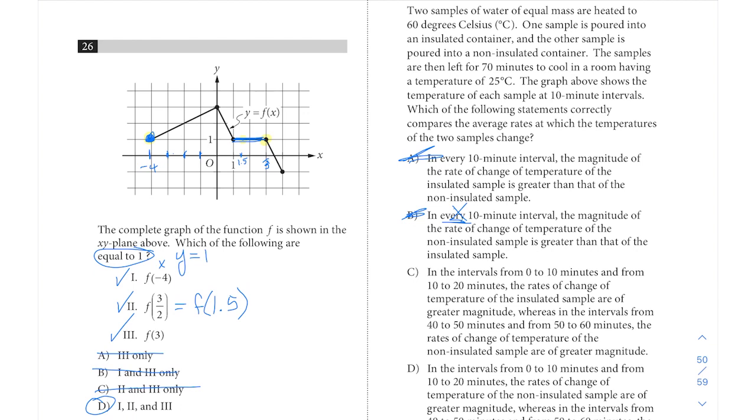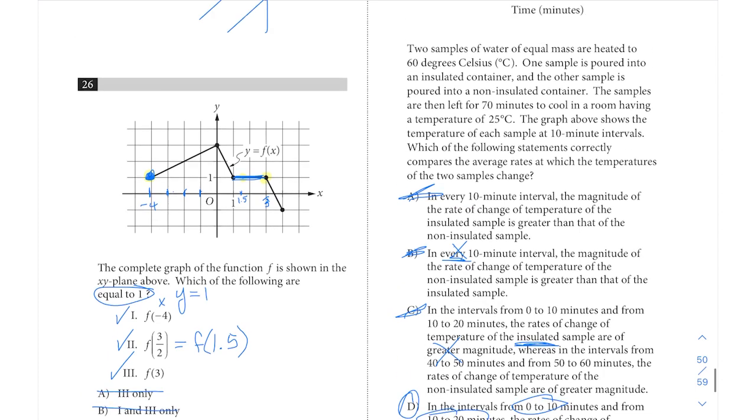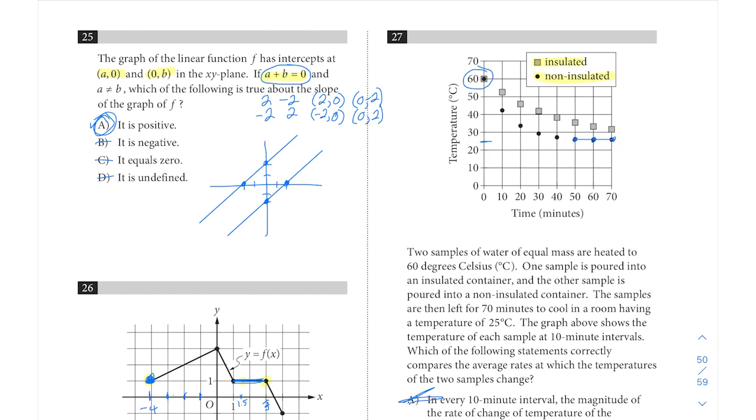All right, let's check out C and D. So in the intervals from 0 to 10 and from 10 to 20, the rates of change of the temperature of the insulated are of greater magnitude. Nope, we can already eliminate that because, as we said, early on, the insulated is not greater. The non-insulated has a greater magnitude of change. And that leaves us with answer choice D. Let's just take a look at how that applies to the graph. Basically what they're saying here is that non-insulated has greater magnitude in those early time intervals. And that's what we see here.